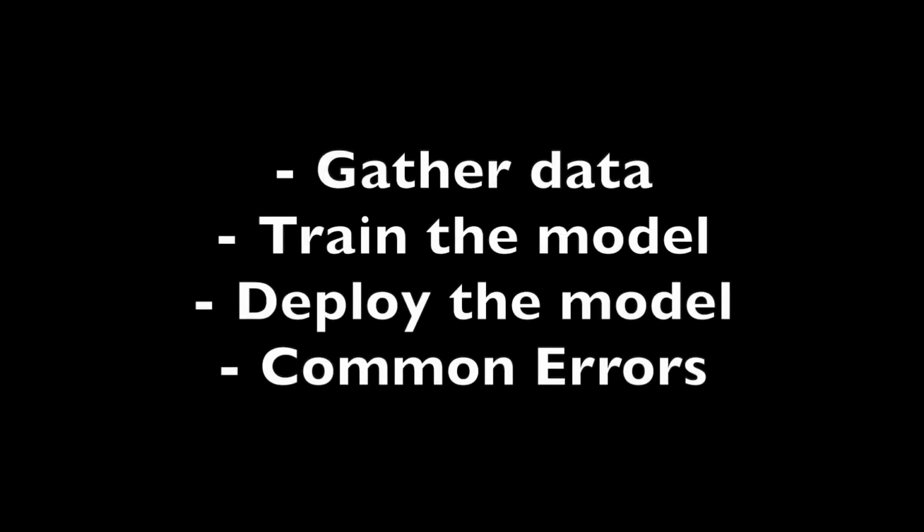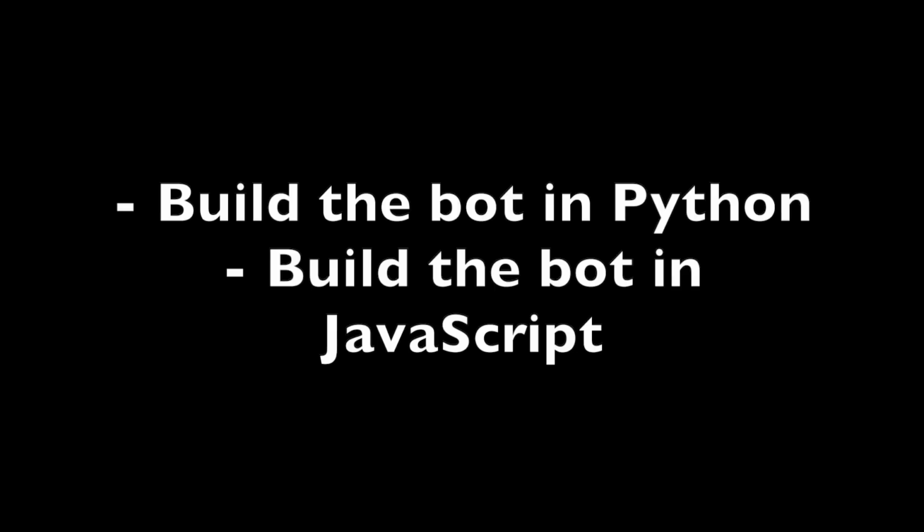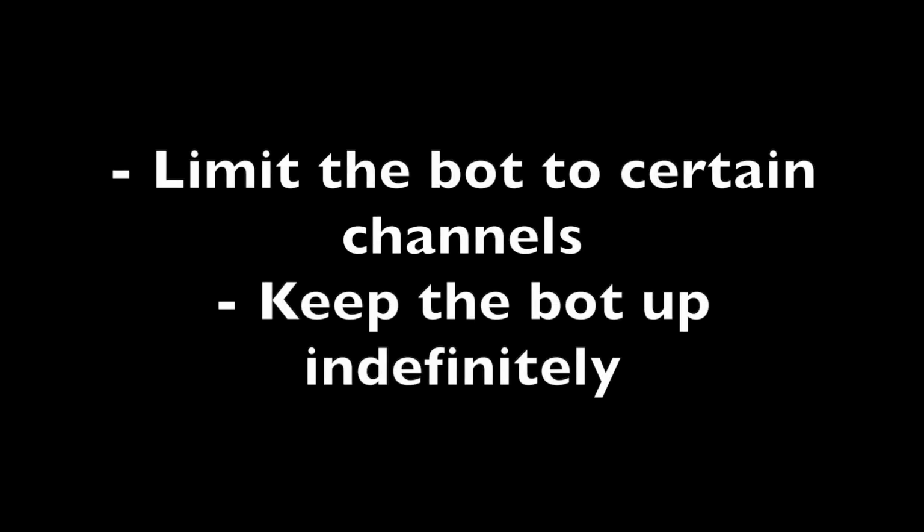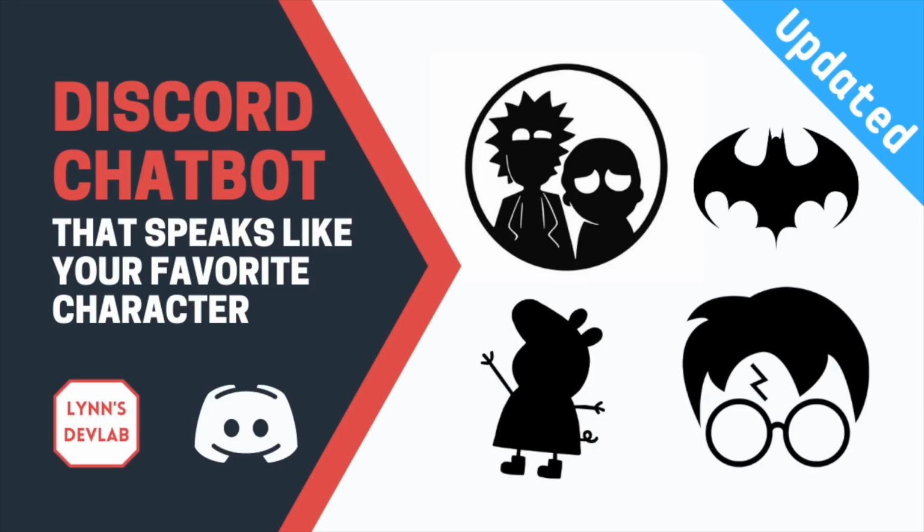Other topics that we will cover here include, but are not limited to, how to train the model, how to deploy the model, common errors you might see during this model training and deployment pipeline, and how to solve them. Moreover, we will cover how to build the bot in Python and how to build it in JavaScript. Lastly, we will cover how to properly deploy the bot to a Discord server and limit it to certain channels, and how to keep the bot running indefinitely. I hope you're excited, and let's jump into the tutorial.